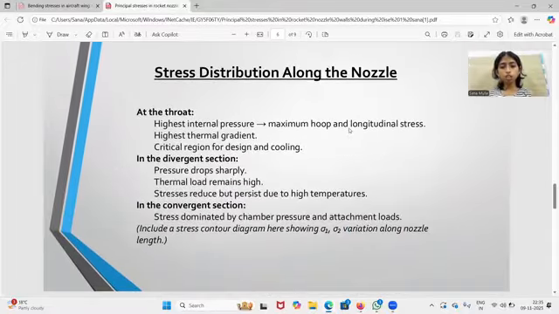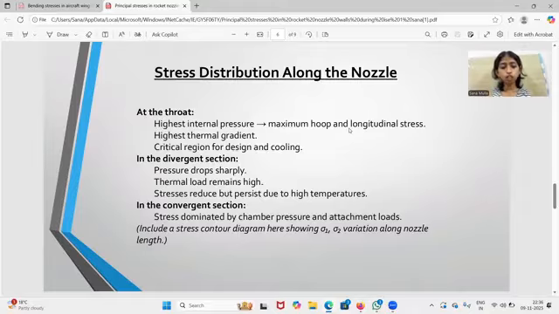Next up, we have stress distribution along the nozzle. As we have seen before, there are three main sections: convergent, divergent, and throat. We are going to see the stress distribution along these sections. At the throat, it has the highest internal pressure, which gives maximum hoop and longitudinal stress, and it also has the highest thermal gradient. It is a very critical region for design and cooling.